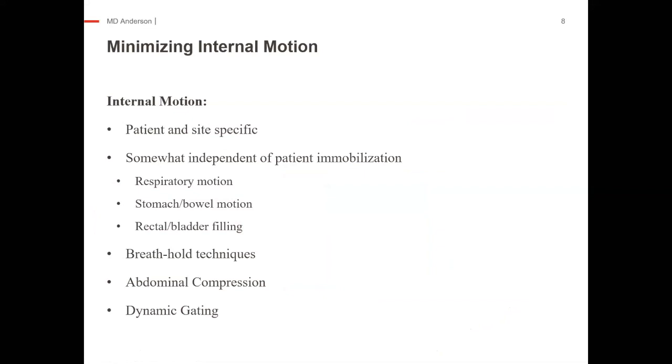We can set up the patient and have them as immobilized as possible, but we still need to worry about internal motion, especially for abdominal and pelvic sites. This internal motion is both patient and site specific, and it is to some extent independent of patient immobilization. This is due to respiratory and cardiac motion. You might have stomach and bowel motion and filling. You have rectal and bladder filling. We can combat this with a number of techniques that we'll go into in more detail. These are breath holds, abdominal compression, and then dynamic gating.